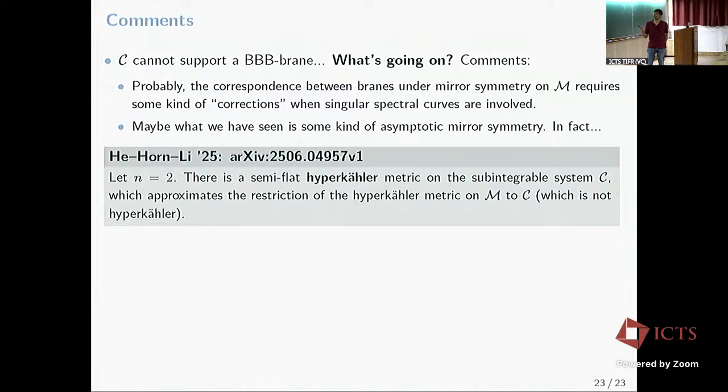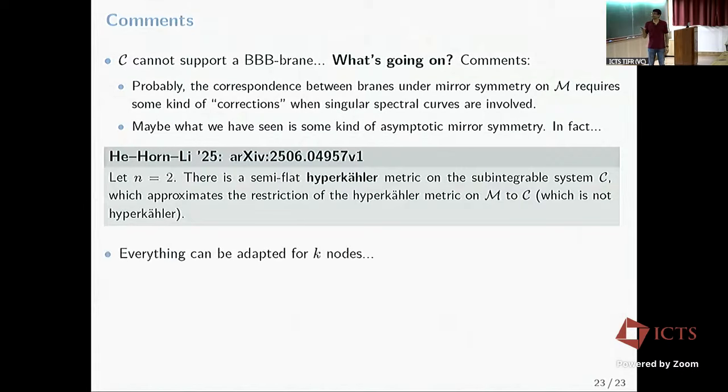This restriction is not hyperkähler, as Nigel proved, okay? But it can be approximated by a hyperkähler metric. In other words, what this is basically saying is that C is not hyperkähler on the Higgs bundle moduli space, but when you go to infinity on the base, then it becomes hyperkähler. And our Lagrangians, when you go to infinity, are still Lagrangians. So maybe this is like a shadow of some mirror symmetry at infinity.